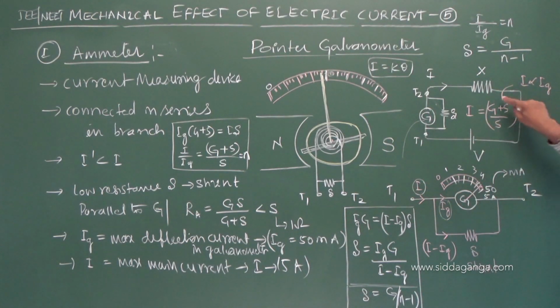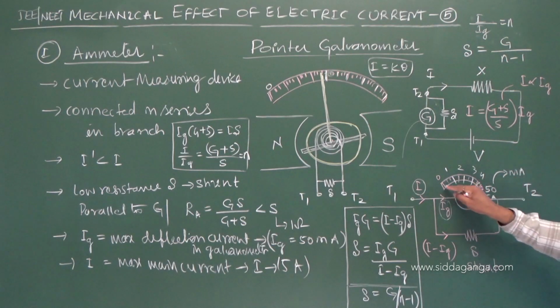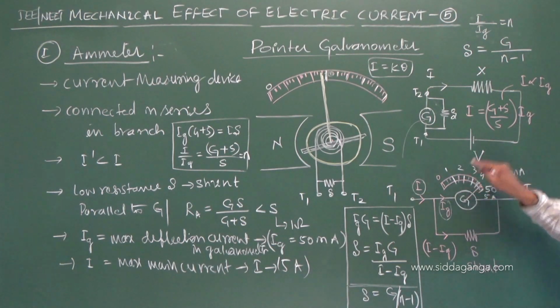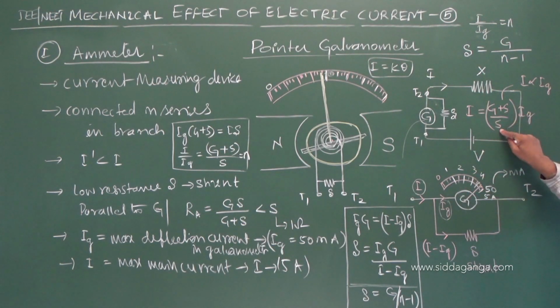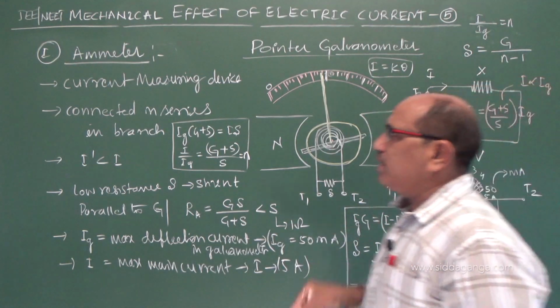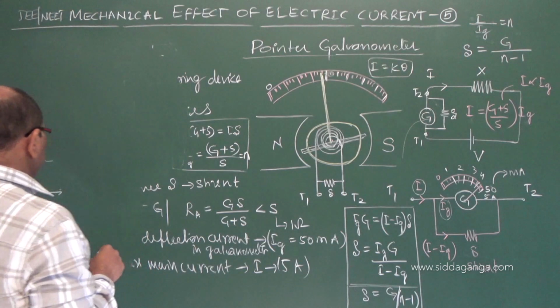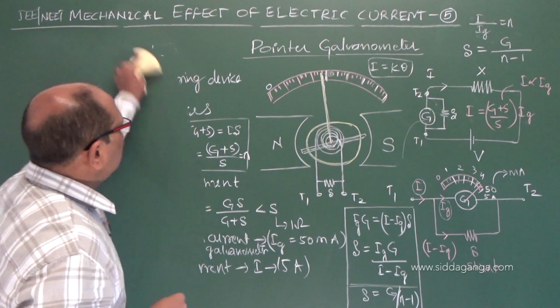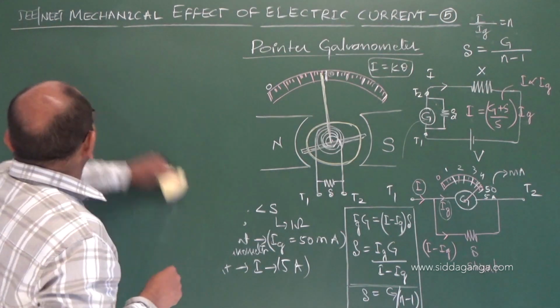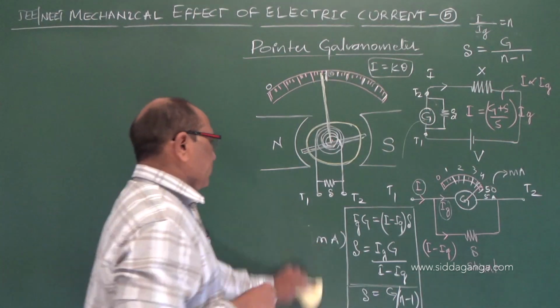This is fixed now. Once you have converted, this is fixed. Ig is what the galvanometer actually measures. Even now it measures only Ig. But G plus S upon S multiplied by Ig gives the value of I that we print on the scale, and we say the galvanometer is converted into an ammeter of that range. For an ideal ammeter, the resistance is 0. This is how we convert a galvanometer into an ammeter.